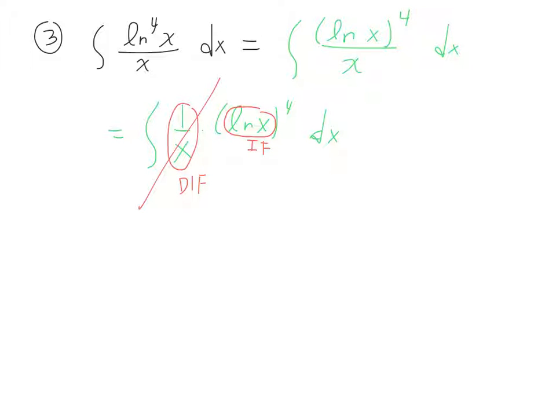So from there, we ignore the diff, and then we're going to apply our rule. So we have an inner function raised up to a power of 4. So this is our power rule. We bring along the inside piece. We're going to add 1 and then divide by that new number, and then this would be our final answer.